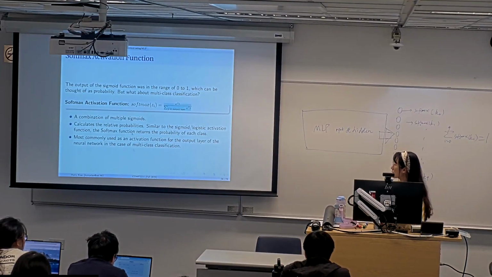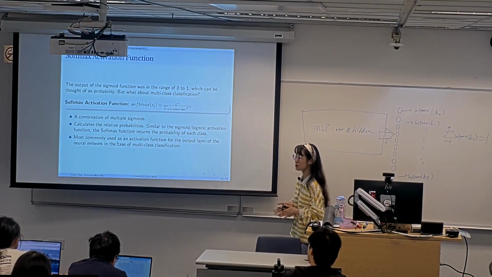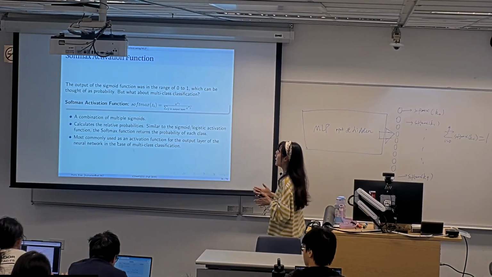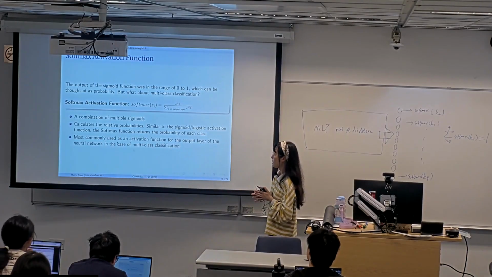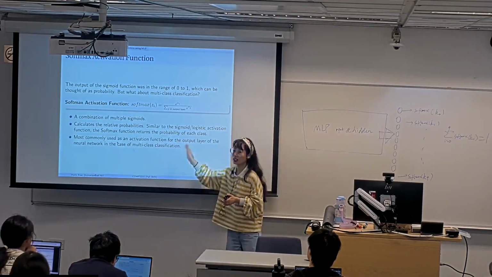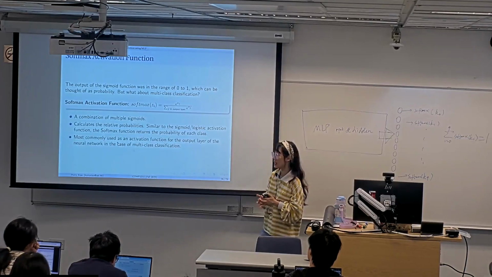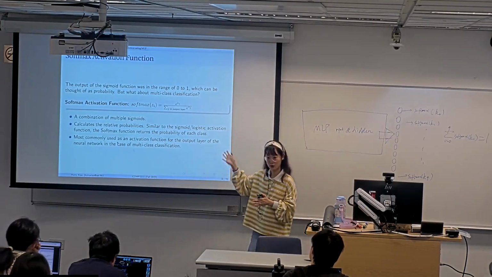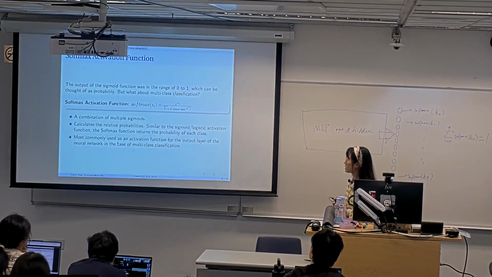For the softmax, it's most commonly used as an activation function for the output layer of the neural network in the case of multi-class classification. So basically, if you are dealing with multi-class classification, and you want to build a neural network to do this, use softmax at the output layer. It's perfectly matching with the multi-class task.